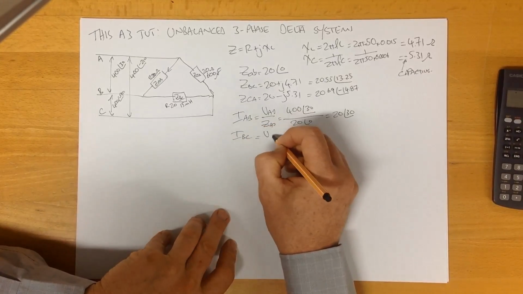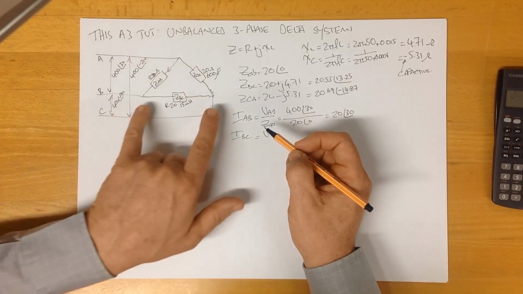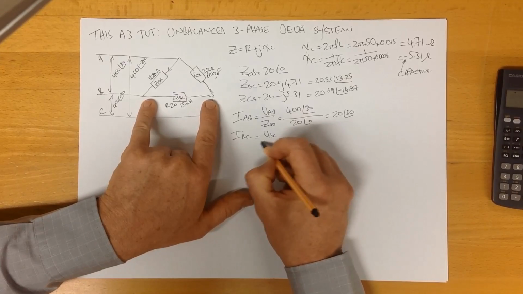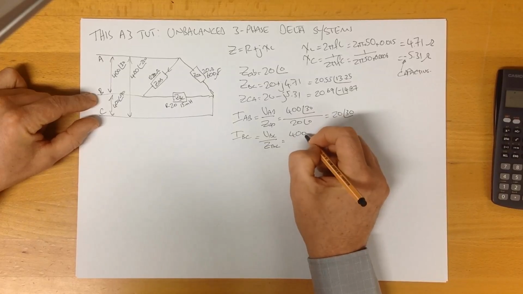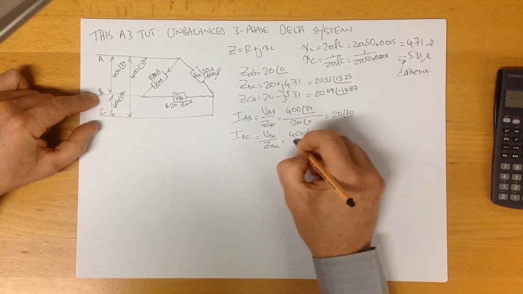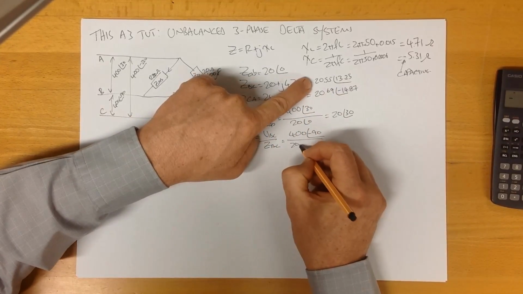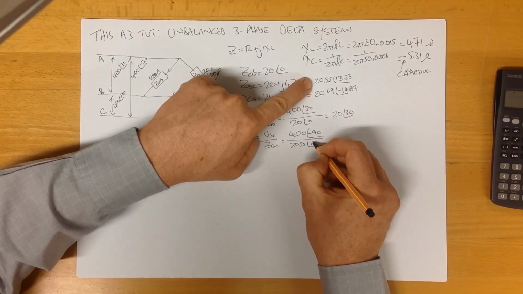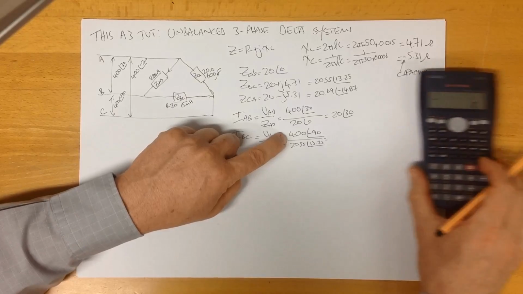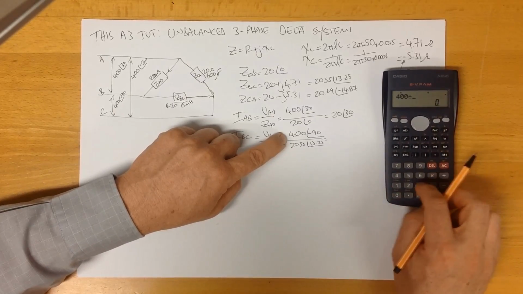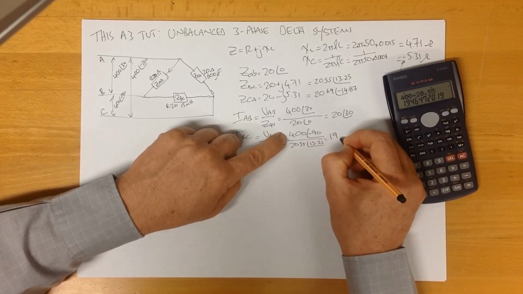IBC is the voltage across the impedance BC. And that voltage is 400 at an angle of minus 90 divided by our impedance ZBC, 20.55 at an angle of 13.25. 400 divided by 20.55 is 19.4.